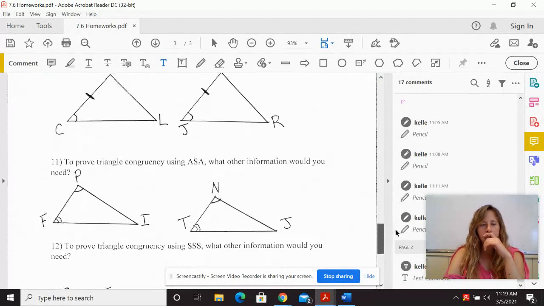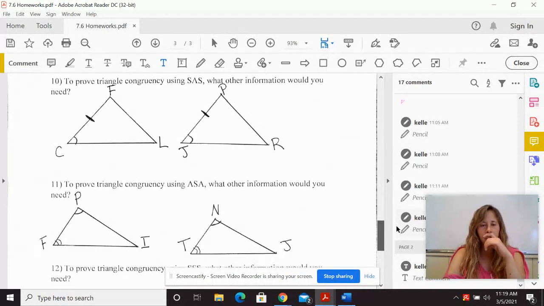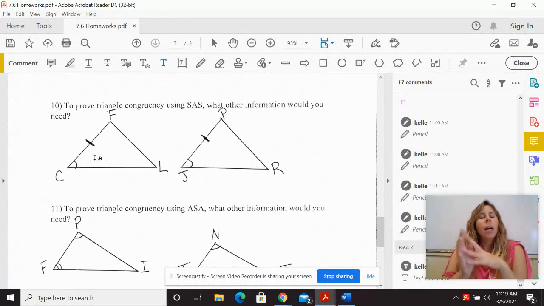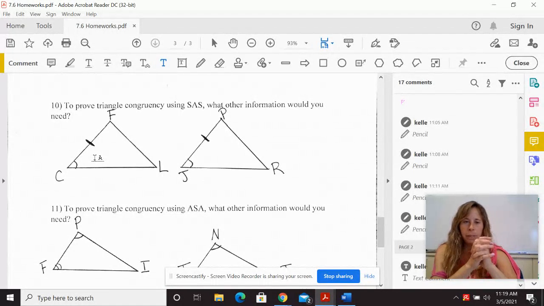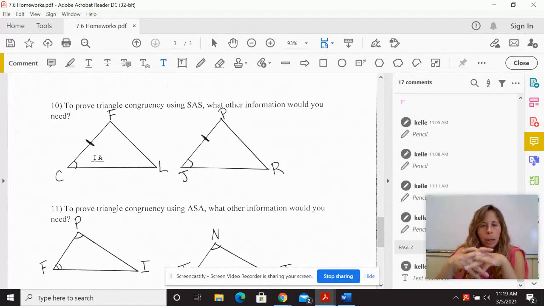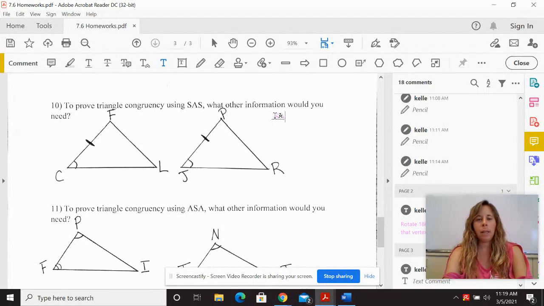I'll do one more of these. Let's do number 10. To prove triangle congruency using side, angle, side, what other information, my A looks kind of faded out. Hopefully it isn't on yours. Anyways, what other information would you need? So we're going for side, angle, side. So SAS means side, angle, that means there's an angle in between, and then side again.